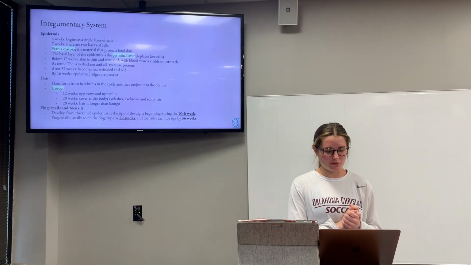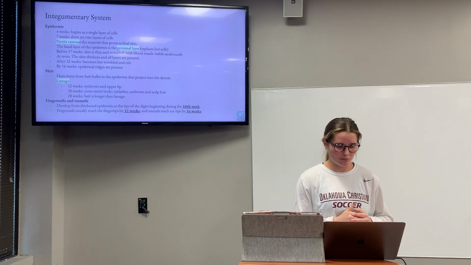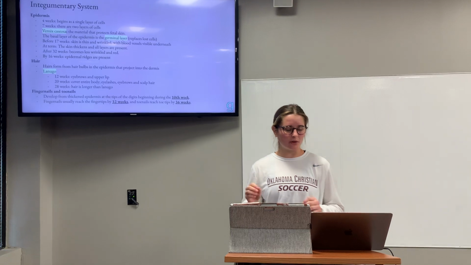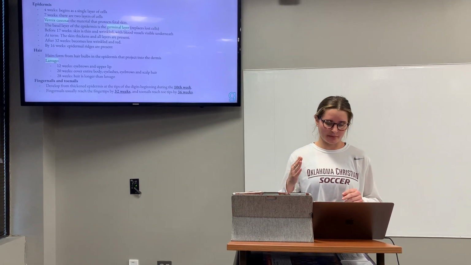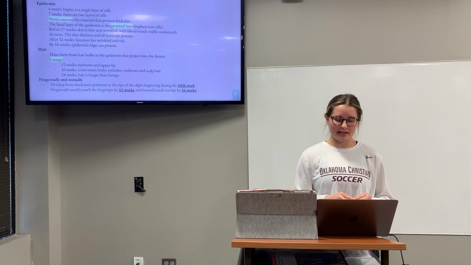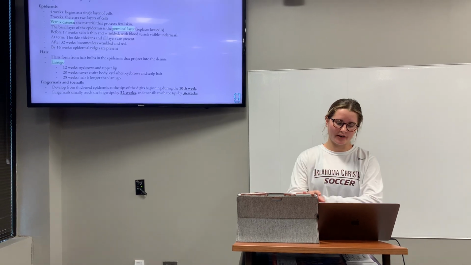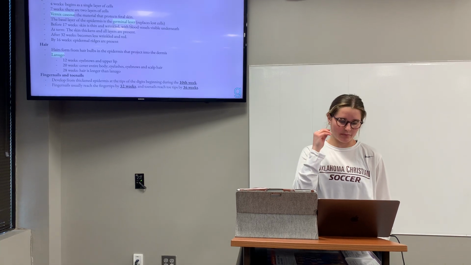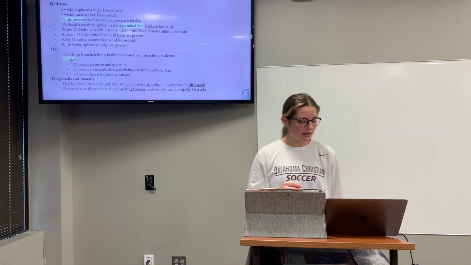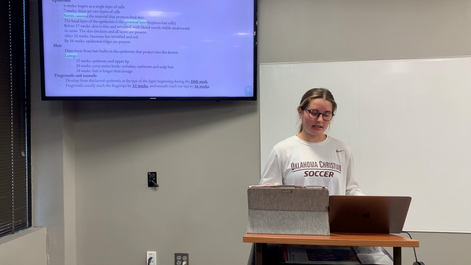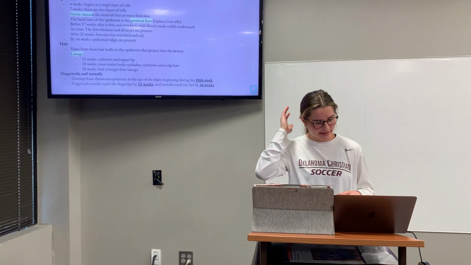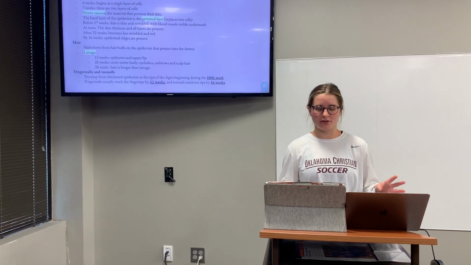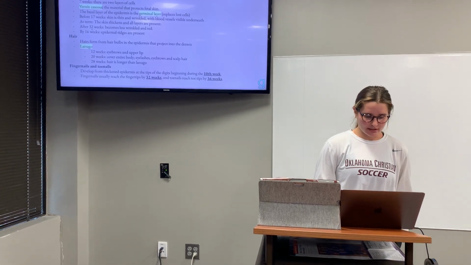And by 16 weeks, the epidermal ridges are present. The baby's hair begins to form by bulbs in the epidermis that project into the dermis. Lanugo is the really, really thin layer of hair all over the baby. At 12 weeks, it's on the eyebrows and the upper lip. At 20 weeks, it covers the entire body, including the eyelashes, eyebrows, and the scalp. And then by 28 weeks, the hair is longer than standard lanugo, so it's like normal hair.